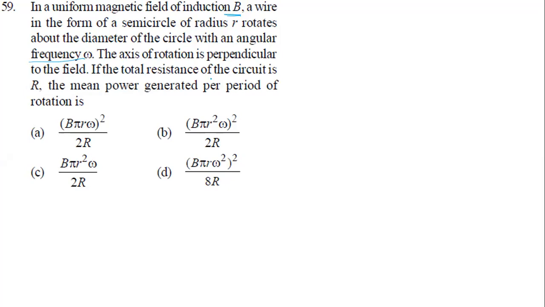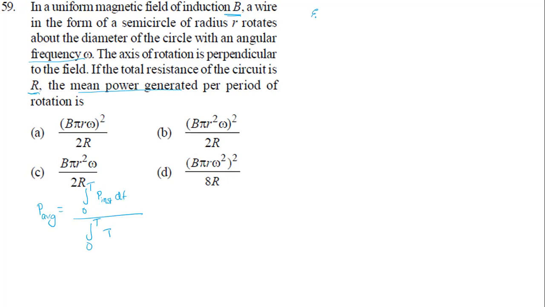The total resistance of the circuit R is given here. Then they are asking for the mean power dissipated. So whenever you want to find a mean power, you need to first find the instantaneous power. If you find the instantaneous power, then the average power or mean power is given by the integration over 0 to time t of P instantaneous dt, divided by the integration over 0 to time t. So let us first find the instantaneous power. To find it, I need to know the EMF and current.